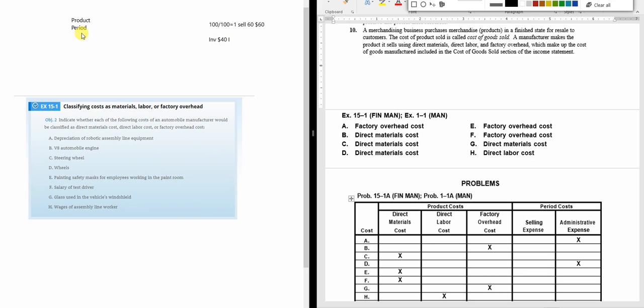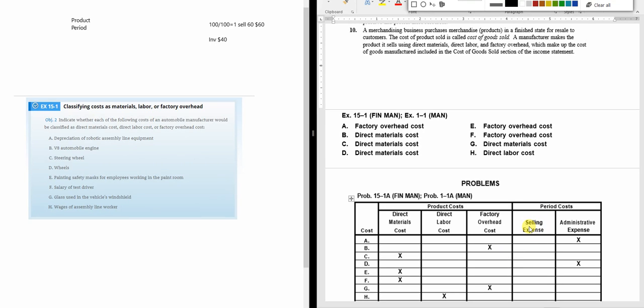On the other hand, we have period costs, and I'm going to go to problem 1.5a. Period costs are costs of the period. They attach to the year or the month or the week that they happen. So if I incur selling expenses in December, they attach to December. I could care less when I sold the product, which in some ways doesn't seem like it makes sense.